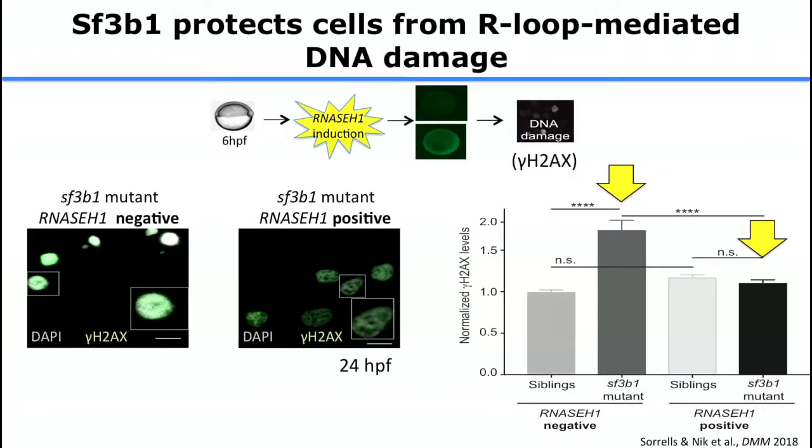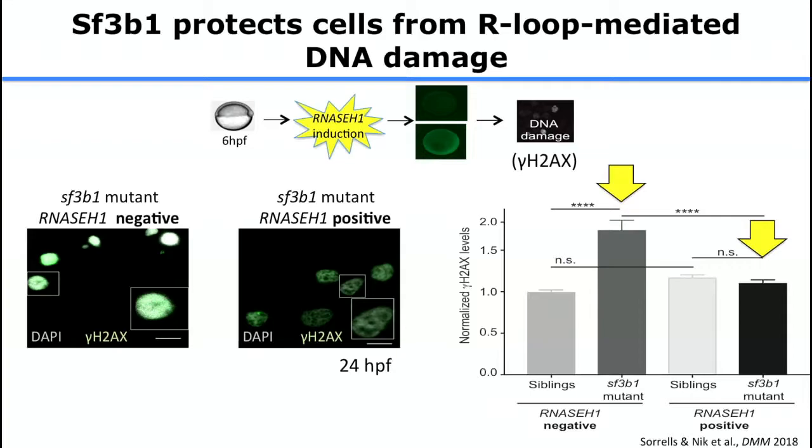The next thing we wanted to know: I showed you before that whole mount immunofluorescence showing the gamma H2AX levels were elevated. So we wanted to know if that DNA damage response was indeed R-loop mediated. If you overexpress RNase H and then look at gamma H2AX, this is what it looks like in the Sf3b1 mutants that are negative for this overexpression construct.